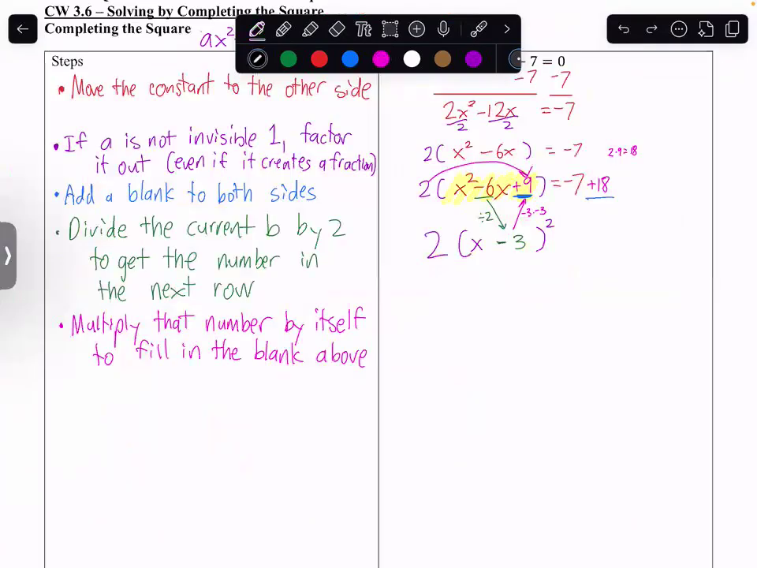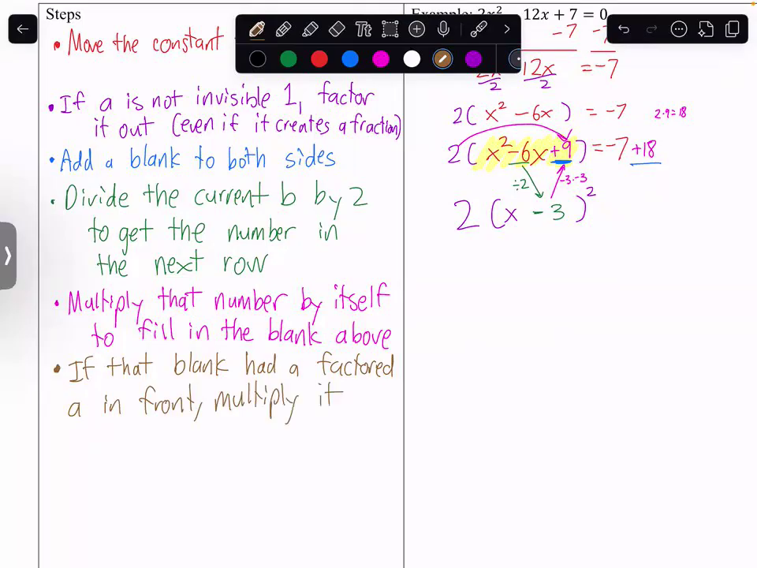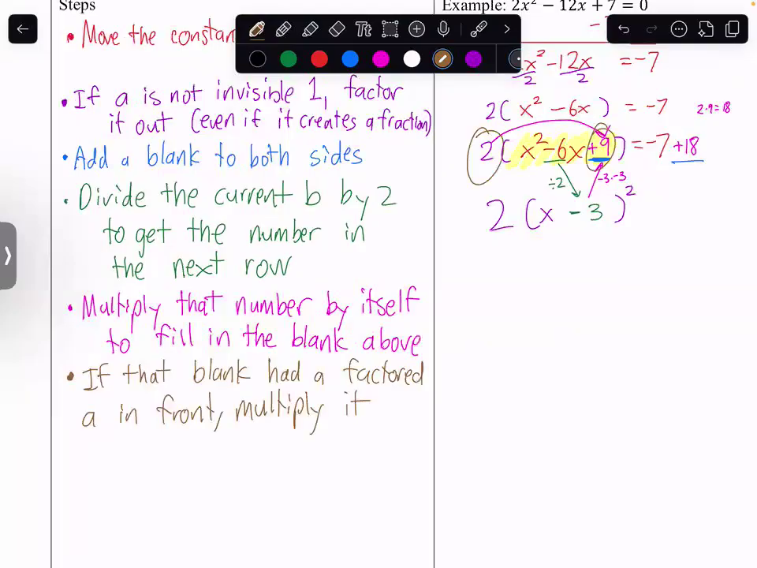Okay, so I'll write that step in words. If that blank that we just filled out had a factored out number in front, you multiply them together, and that value is what goes on the other side of the equal sign.